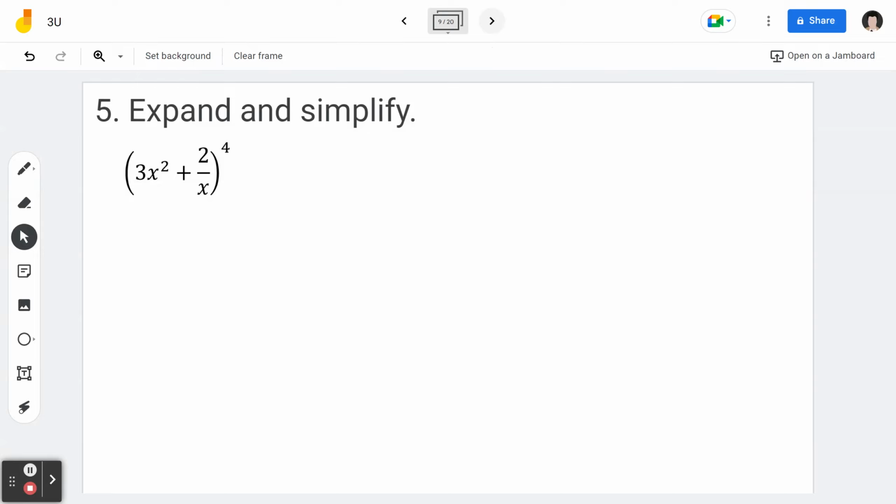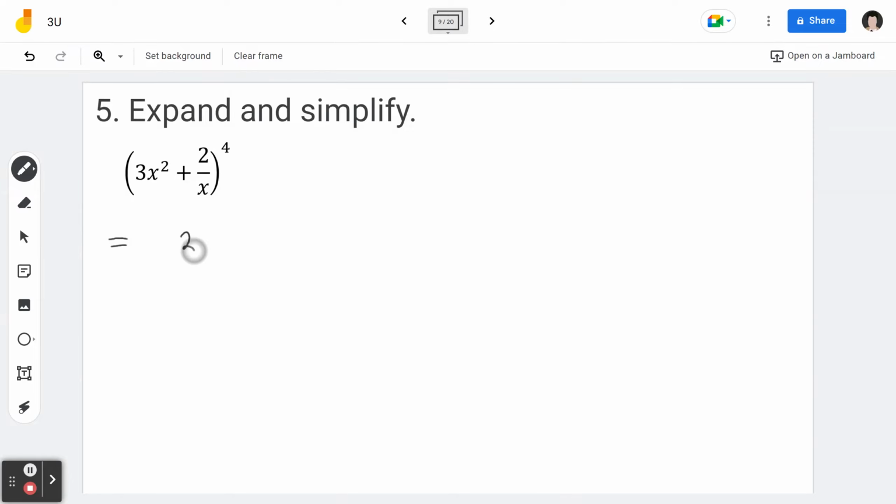Example number 5. Expand and simplify (3x squared plus 2 divided by x) in brackets to the power of 4. Now, you could definitely use something called the binomial theorem. That works. There's another approach which also works, and it looks something like this.